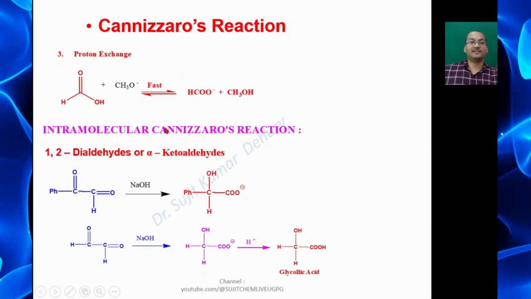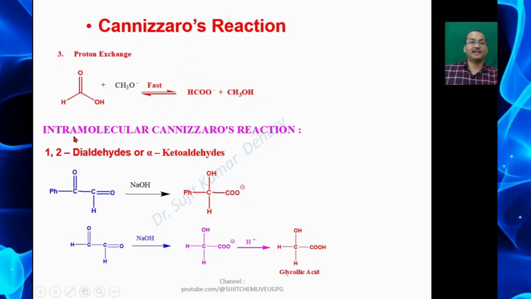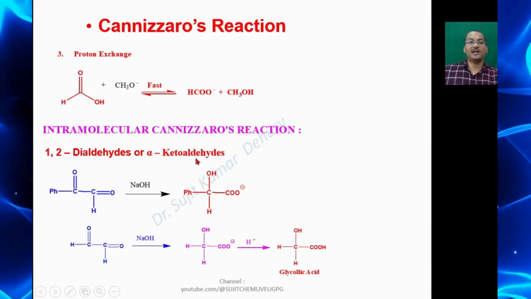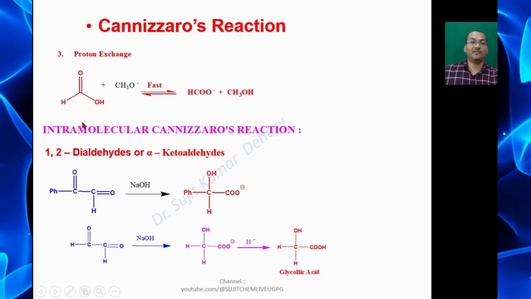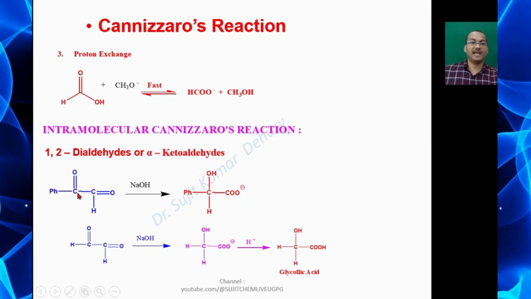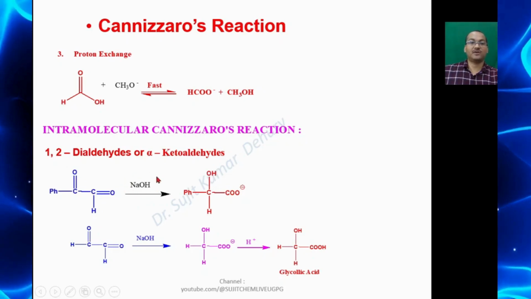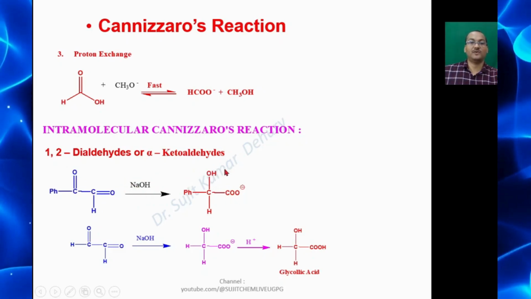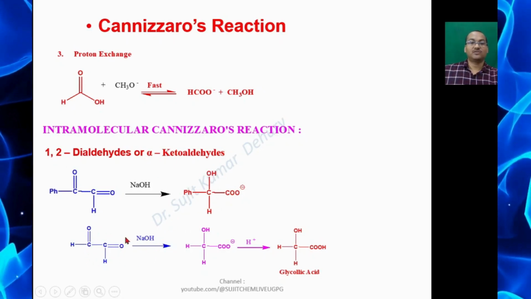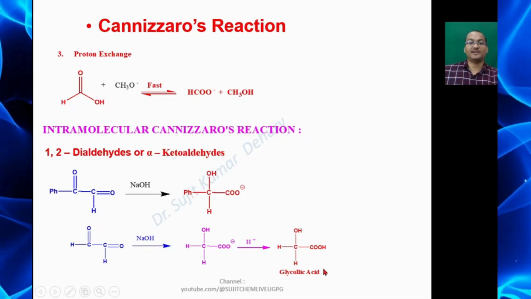And this Cannizzaro reaction can also take place intramolecularly. So 1,2-dialdehydes or alpha ketoaldehydes can undergo intramolecular Cannizzaro reaction. So if you start with this diketo compound in presence of concentrated OH minus ion, you will end up with this product. Similarly, if you start with glyoxal, you will end up with glycolic acid.